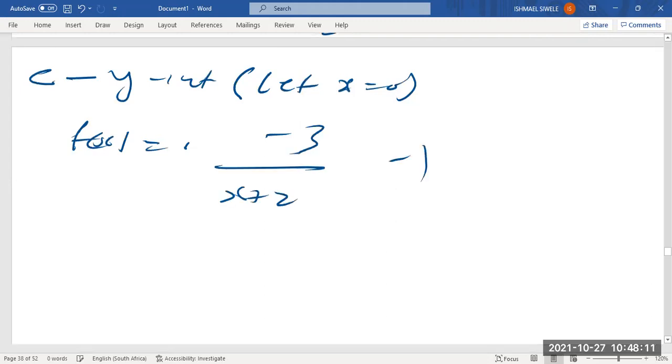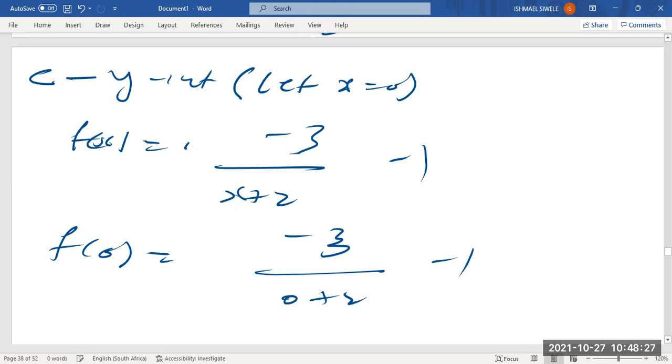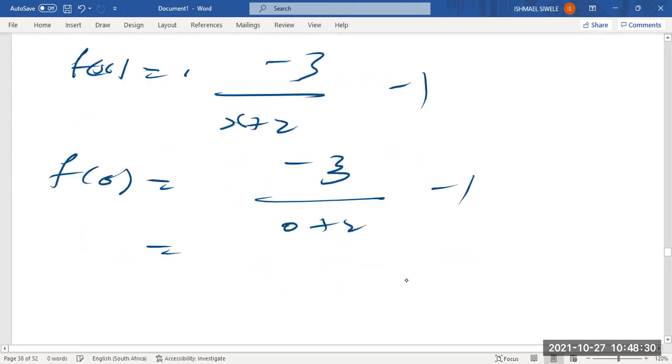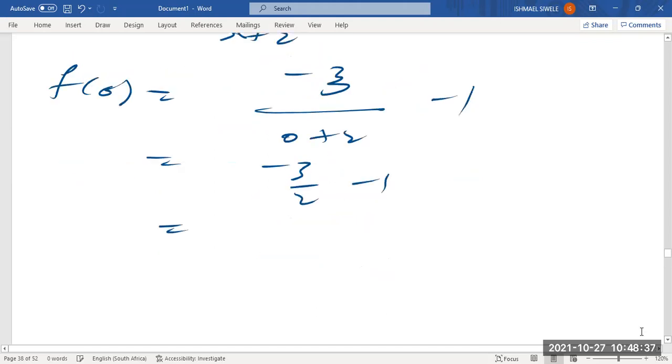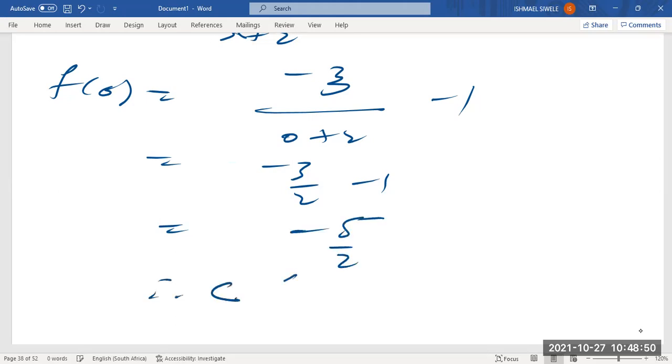So this is the graph of f of x, right? To find C, which is the y-intercept, let x equal 0. So f of 0 equals negative 3 over 0 plus 2, minus 1. Then I have negative 3 over 2, minus 1. What is this equal to? Negative 5 over 2. So C here is (0, negative 5 over 2).